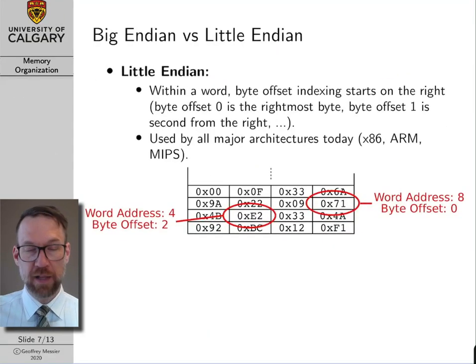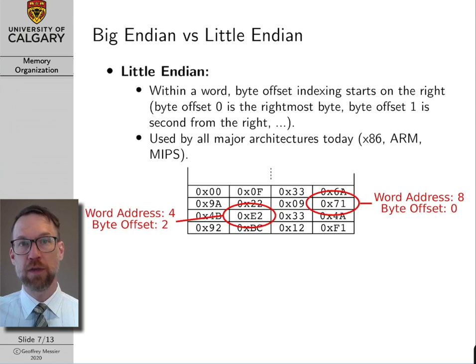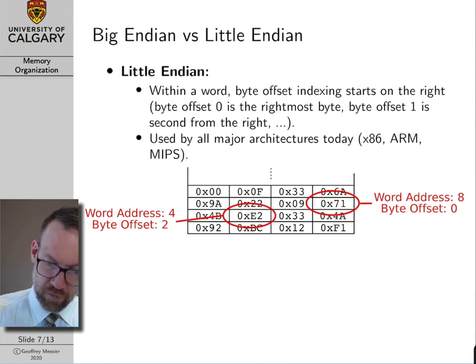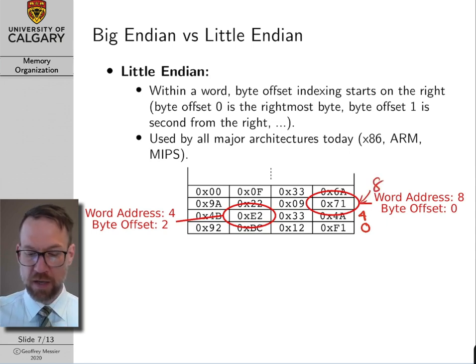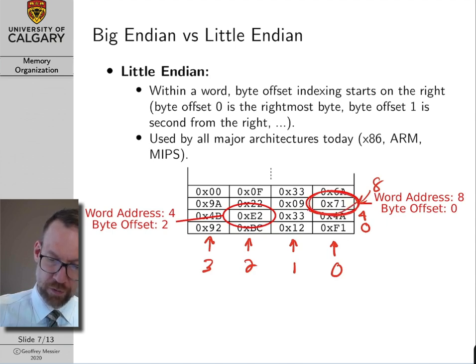As you can imagine, Little Endian is just the opposite way. So with this Little Endian example, we still use byte level word addresses. So the first word has word address 0, the second word has address 4, the third word has address 8. But the byte ordering goes right to left. So this is byte offset 0, 1, 2, and 3. So this byte circled right here is word address 8, byte offset 0. The second one would be word address 4, byte offset 2.